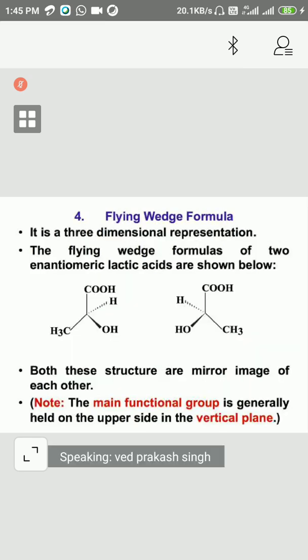Now this is the flying wedge. This is exactly a three-dimensional representation. The flying wedge formulas of two enantiomers like this are shown here. You can see both are mirror images of each other. This is the method to represent the molecule in three-dimensional geometry.